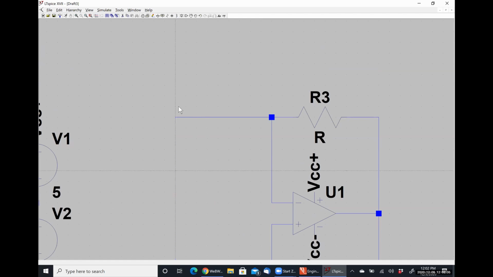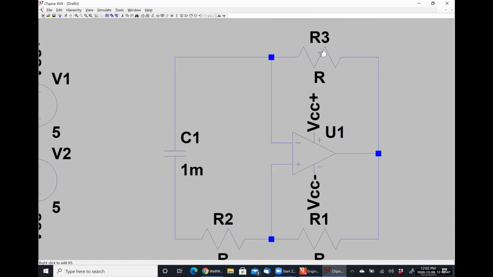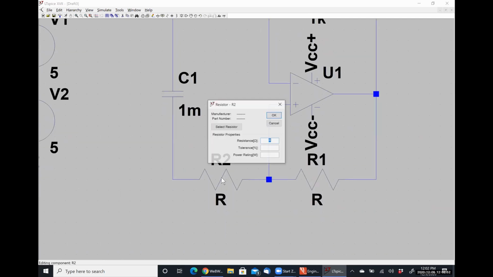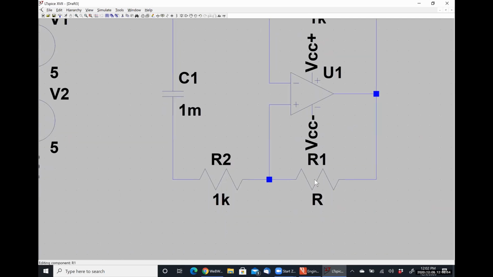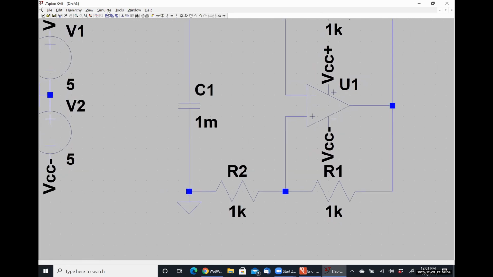For my capacitor. There. All right. Be lazy: 1 millifarad. 1 kilohertz. Or excuse me, 1 kilo ohm. And then 1K. And 1K. And I do need to specify that this is ground or it won't work right. But I'm about to do something and it's going to look like it's not working right anyway. So simulate.